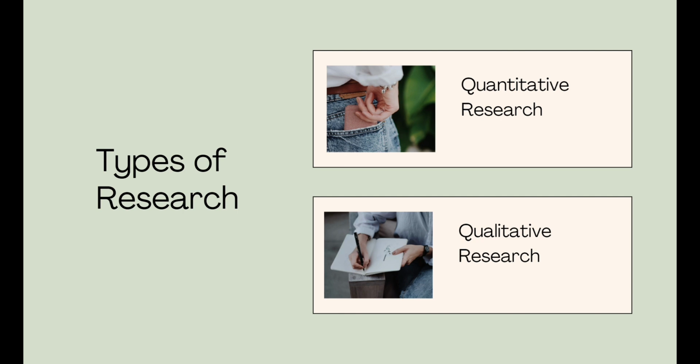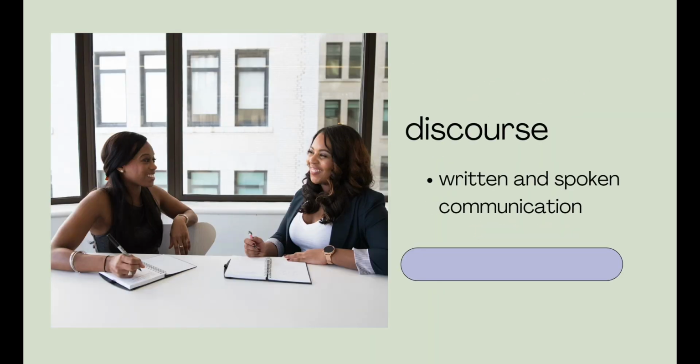Okay, so let's go to the next one. Now we have the last part of our discussion on academic communication, down to the academic paper, down to the research paper. Now let's have the discourse and its types. When we say discourse, that is written and spoken communication. It can be both.